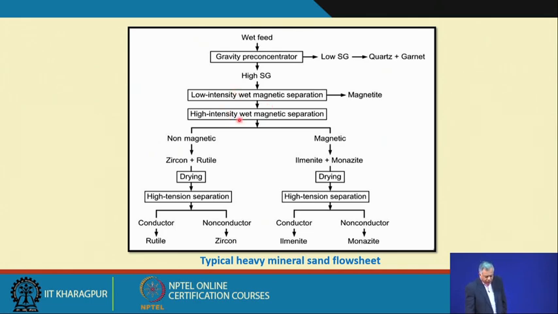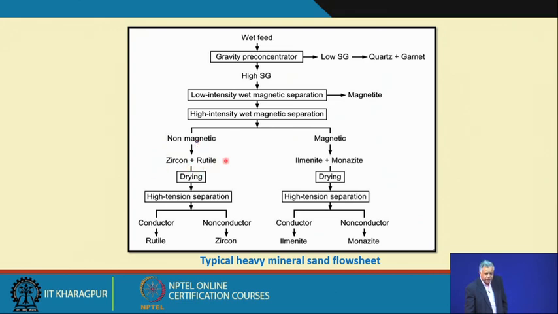Now, we put it into a high intensity wet magnetic separation first. Wet high intensity magnetic separation, what will happen? You will have a magnetic particle and a non-magnetic particle, and these magnetic particles are ilmenite and monazite. Non-magnetic particles are zircon and rutile. So, by using a low intensity magnetic separation, I separated magnetite, that is a ferromagnetic particle. Now, I am having a separation between paramagnetic and diamagnetic particles by using a high intensity wet magnetic separation.